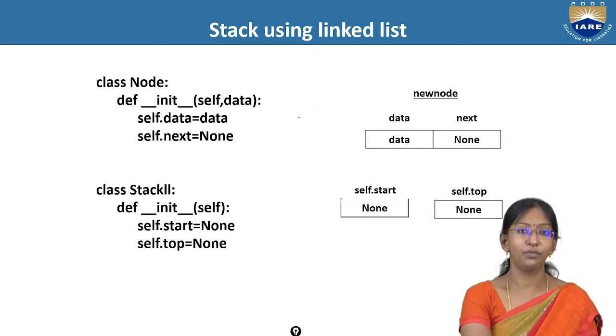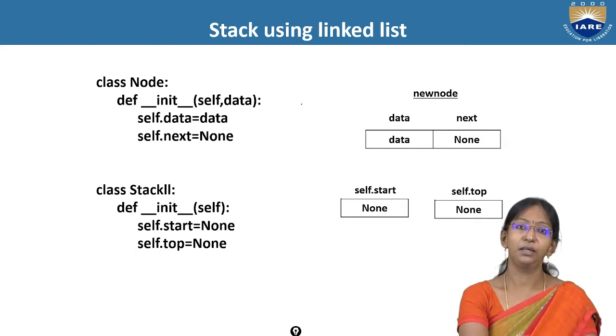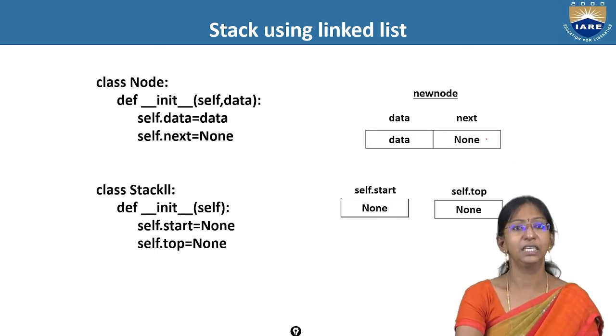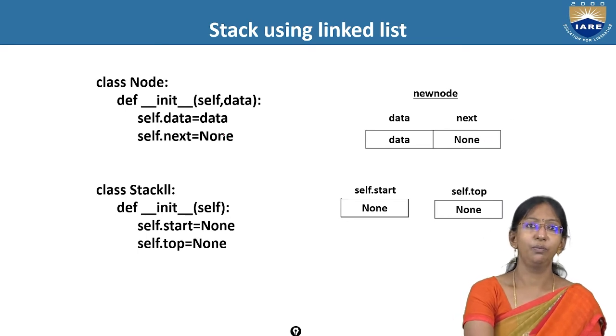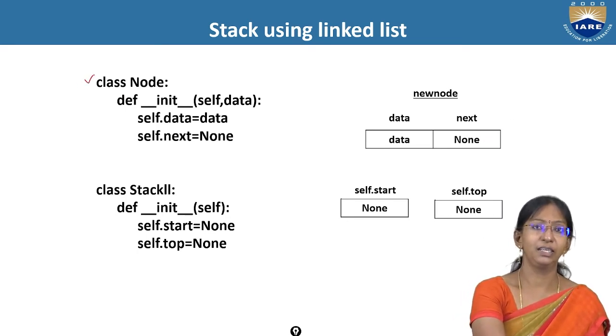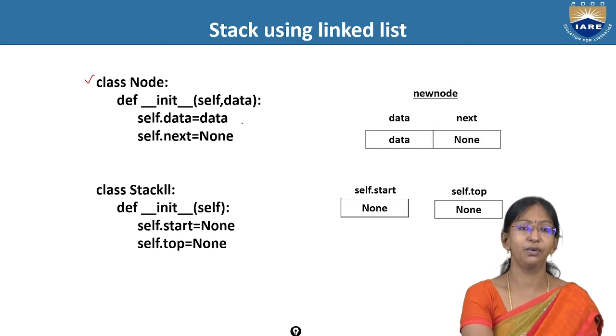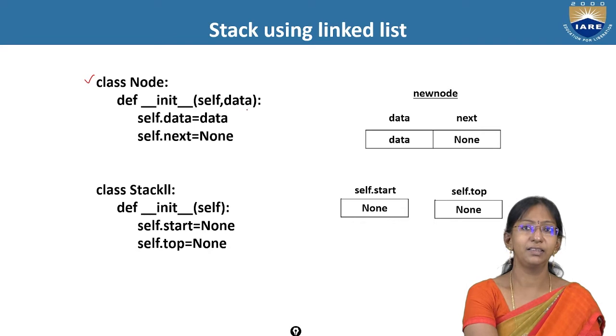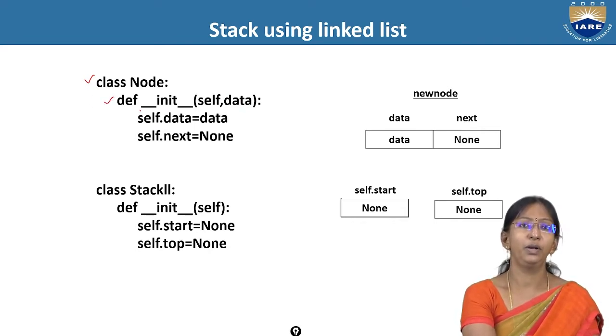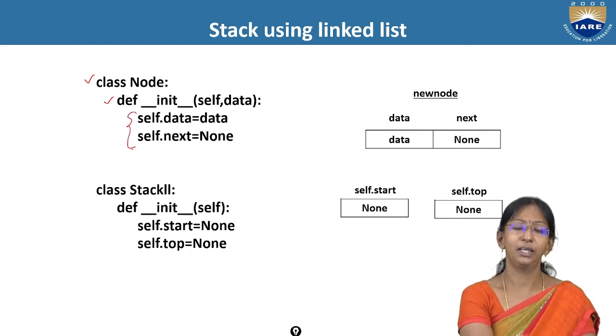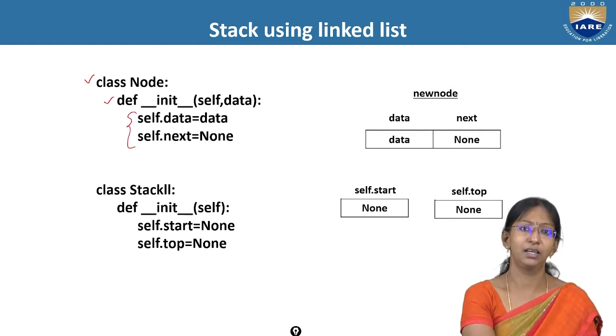A node will have two parts, which is the data part and the next part. The data part will hold the data, whereas the next part will hold the address of the next node, right? So the class Node is designed in such a way that whenever we create an object, its constructor will be invoked, and this constructor is going to create that node. In what way? With the two parts in it. One is the data part and the other is the next part, the address part, set to None.